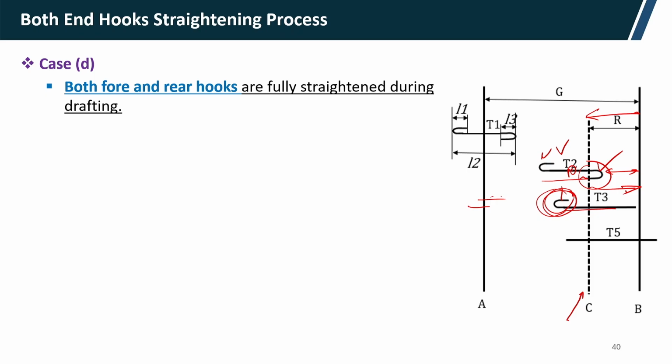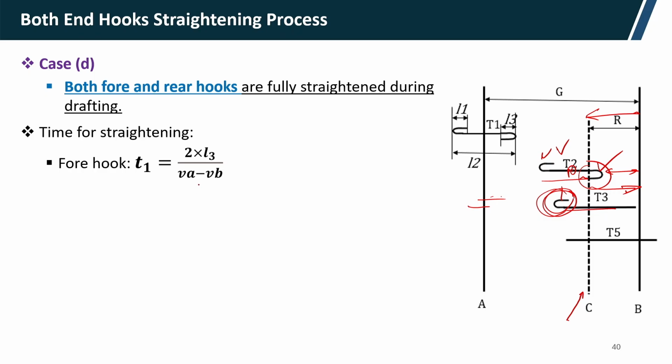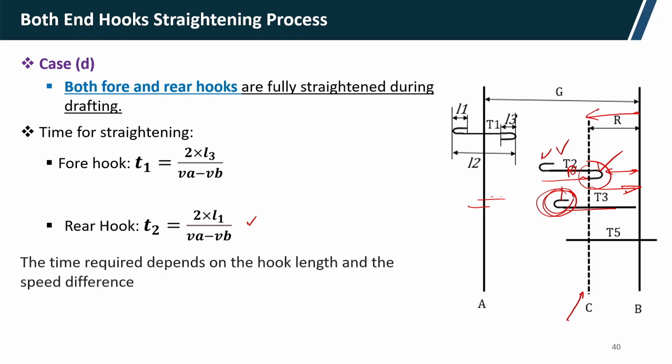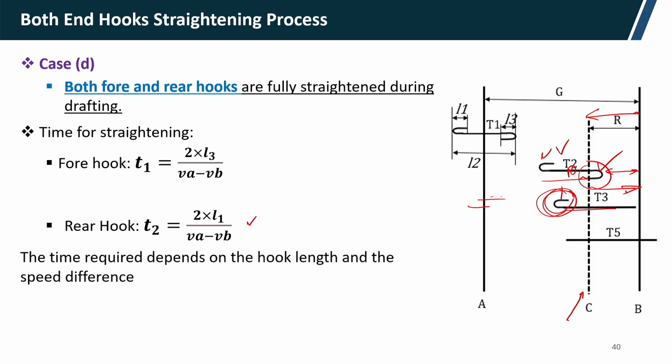So, that relationship is important here. Time for straightening, you can see, for the fore hooks, L3 by V A minus V B by 2, that is 2 L3 divided by V A minus V B, and for the rear hooks 2 L1 divided by V A minus V B. So, they are independently acting, and therefore, the time required depends on the hook length and the speed difference. So, the hook length is important here.